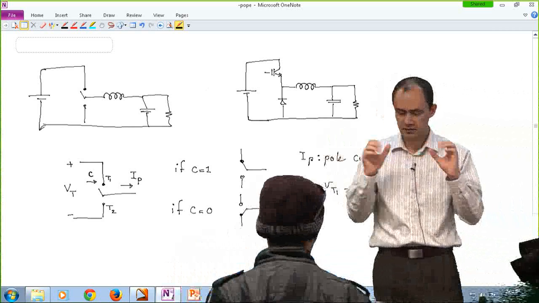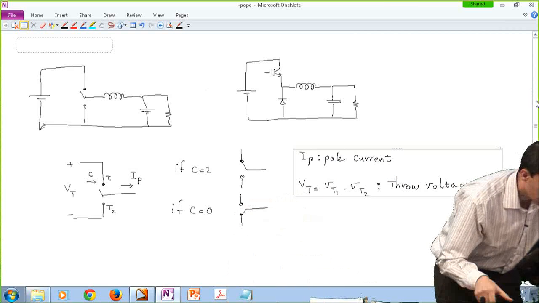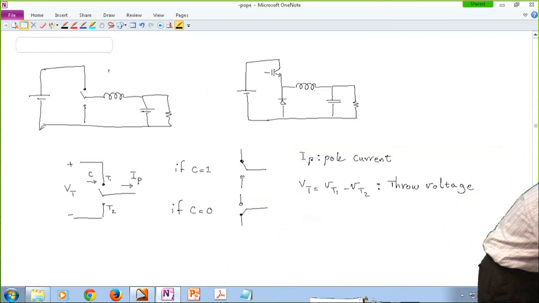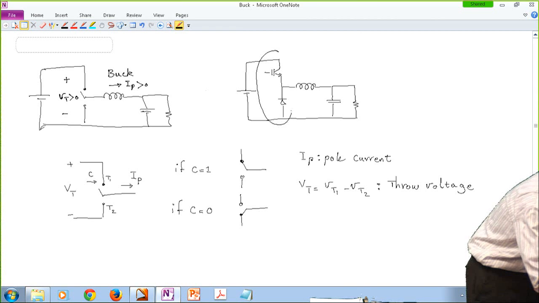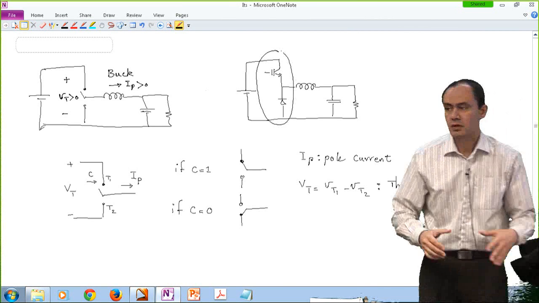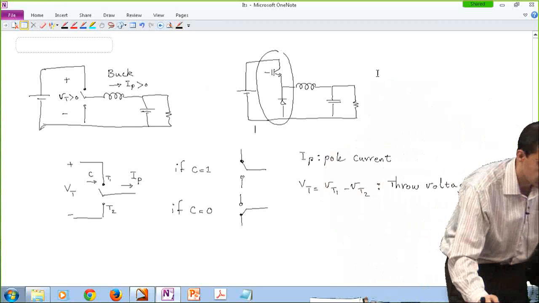So this is the classic definition. Just keep this picture in mind. And now, looking at the buck topology over here, we could argue that the throw voltage is positive, and the pole current is also positive. And then this was the realization. All right? So the question is, do we have other quadrants in which we can realize a single pole double throw switch?